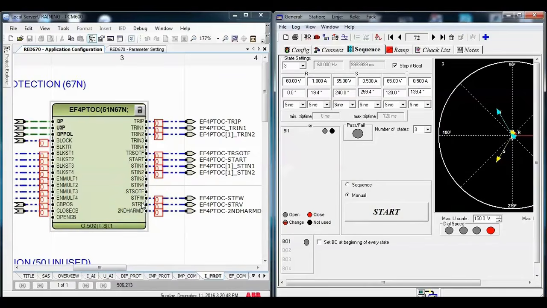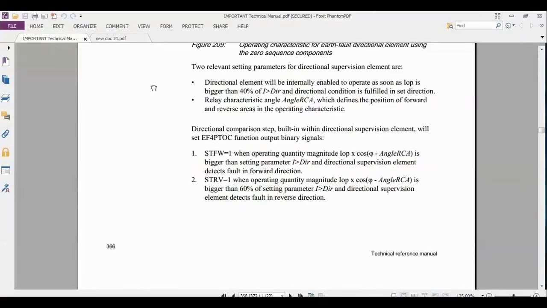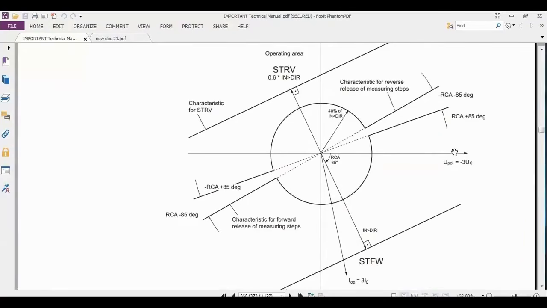These are signals, and at the end of the video, we will talk about how they are used with communication schemes. This is mentioned here in the manual with a nice drawing for it. Here it is. This is the drawing, this is the polarizing, this is the start forward, and this is the start reverse.